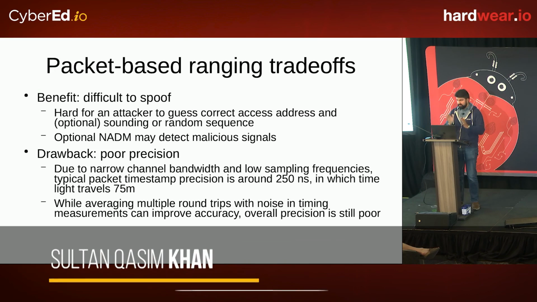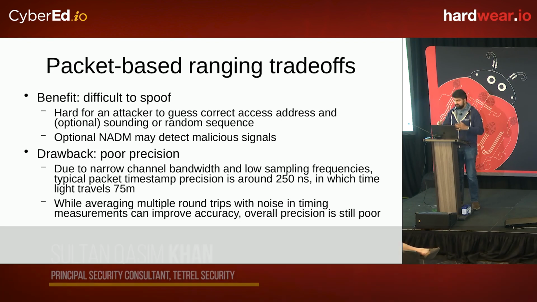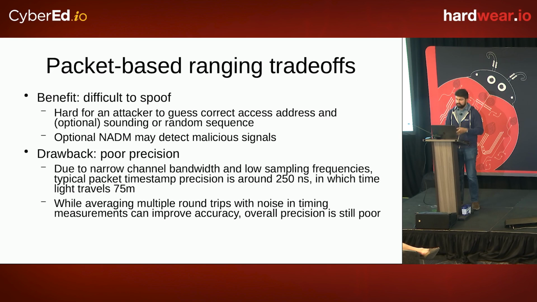Here, it's a little more fuzzy when the actual start of a packet is. And for that reason, the clocks that are sampling the signals are also generally relatively slow. I've seen 4 megahertz is something typical for these. So if you're sampling at 4 megahertz, then your packet timestamp precision is just 250 nanoseconds. And in that time, light travels 75 meters.